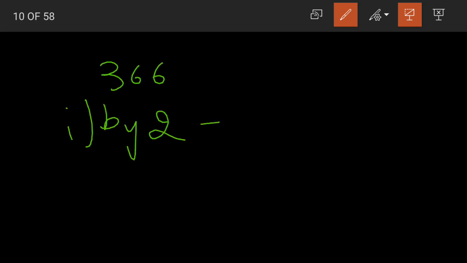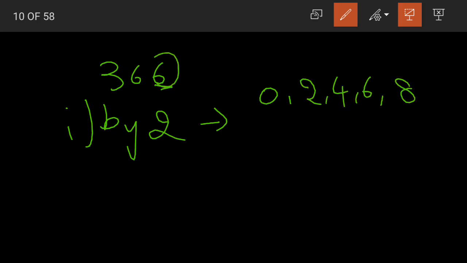366. Now first, divisible by 2. Is it divisible by 2? If you look at the ones place, we are having 6. Yes. What is the actual rule? It should have either 0, 2, 4, 6 or 8. It is having 6, which is one of the given numbers. So 366 is divisible by 2.